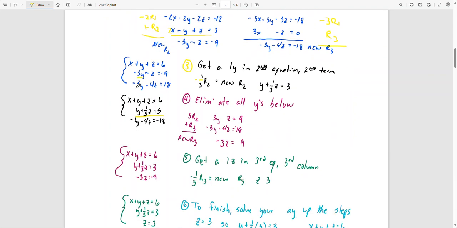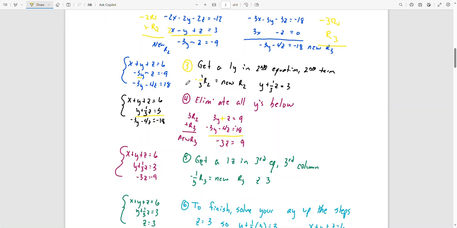And now I want to eliminate all the y's below it. In order to eliminate a -3y, I'll multiply by 3. I'll use the y, the one we just got a coefficient of 1, in order to eliminate the y below it. So 3 times row 2 added to row 3 is my new row 3. 3 times row 2 is 3y plus z equals 9. Original row 3, -3y minus 4z equals -18. When I add these two together, I end up with -3z equals 9, new row 3.